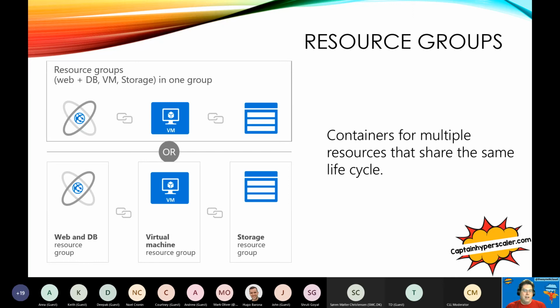Here you can see an example of the slide is showing, the resource group is putting your web and database, your virtual machine, and your storage for a particular application in one resource group. Or you could do it another way, where you've got all your virtual machines in a resource group, all your storage accounts in one resource group, and your web apps and databases in another resource group, all your platform services. It's up to you how you structure it, but it's good to determine an organizational structure and stick with it, which is the best practice.